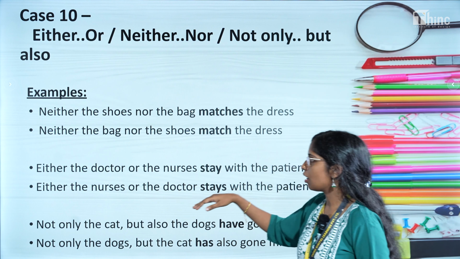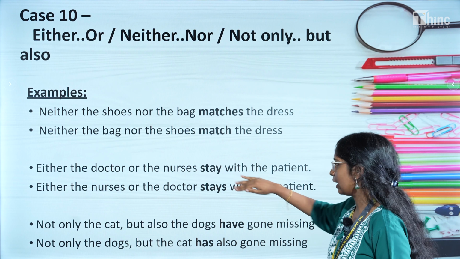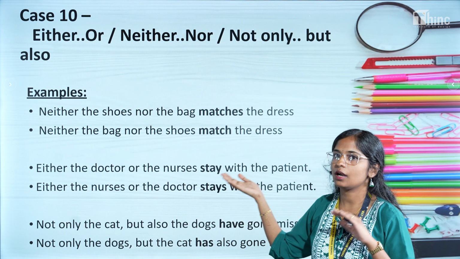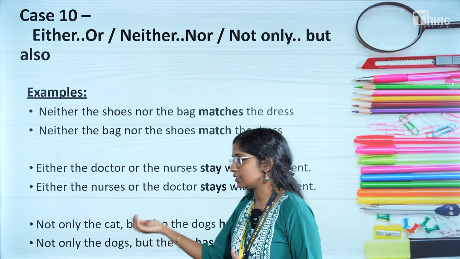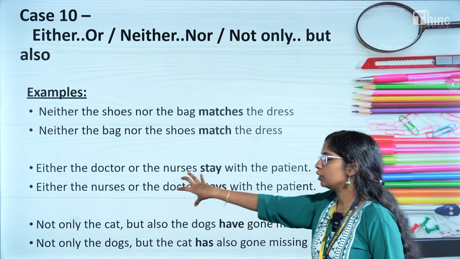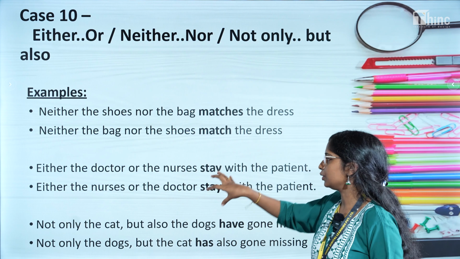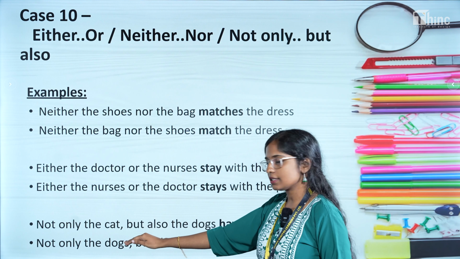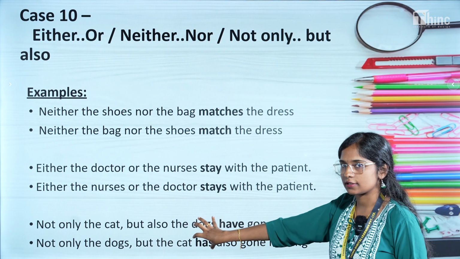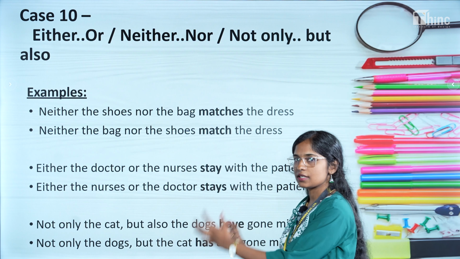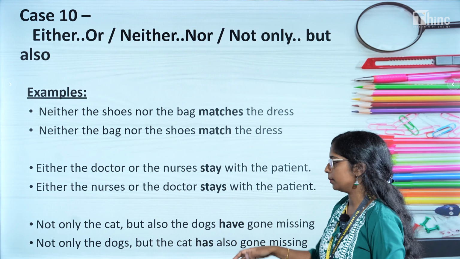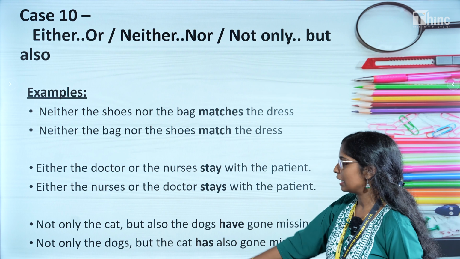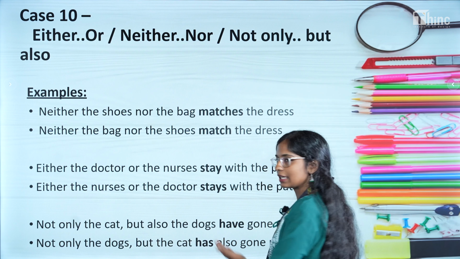Okay. This is the same case with the next one also. Either the doctor or the nurses stay with the patient. Nurses, plural form. So, we use a plural verb. Either the nurses or the doctor. Doctor, singular. So, we use stays with the patient. Not only the cat, but also the dogs. The stress is on the dogs. The subject which is near to the verb. Dogs have gone missing. Not only the dogs, but the cat. The stress is on the cat here.